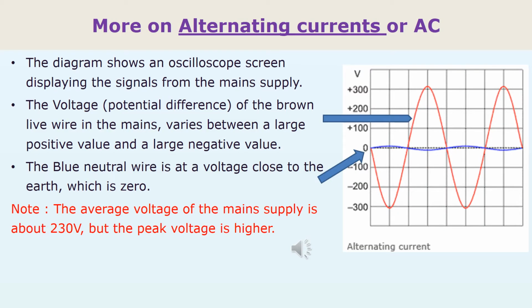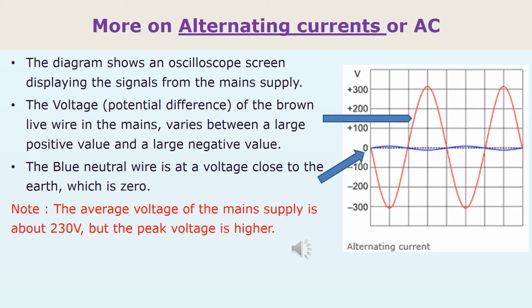Here we have a graph from an oscilloscope showing the signals from our main supply. We have our potential difference showing a large variation between a positive and negative value, giving this wave effect. This is shown in red and represents our brown live wire. Remember that, brown live wire. Then we have our blue neutral wire. Remember that as well, because you're going to need that in a minute. So the blue neutral wire shows the voltage, which is almost close to the earth, which is 0. And the earth is normally yellow and green.